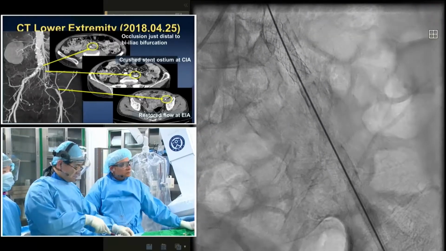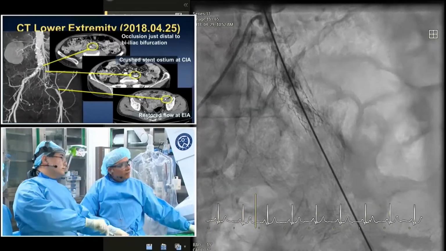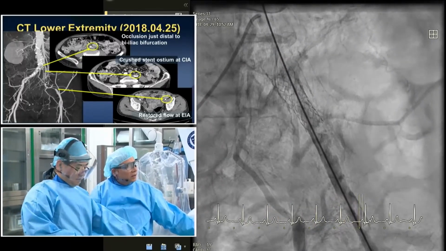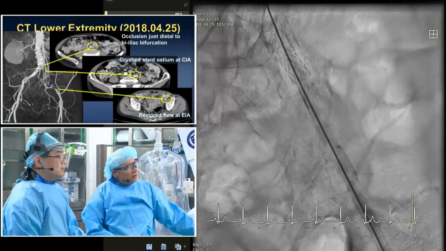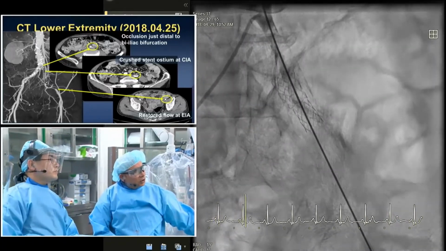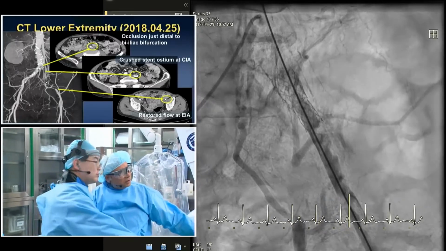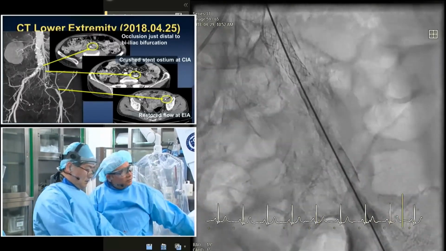So there you go. You do have some probable distal embolization. I don't know if it's dissection or emboli. It looks like an embolus distally. Not quite sure, but there is some haziness on the proximal side.